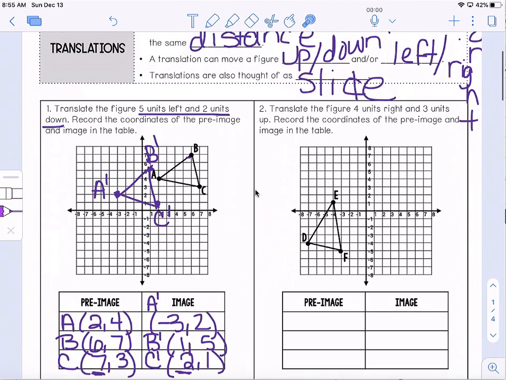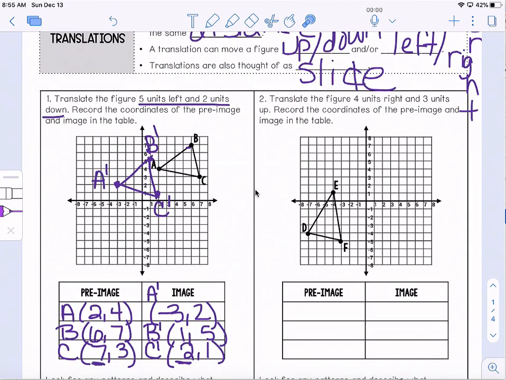Okay, let's look at the next one. Translate the figure 5 units right and 3 units up. We're going to record the pre-image. Here's our pre-image triangle. Point E is at -4, 1. F is at -3, -5. I went out of order, I should have gone D, E, F, but that's okay. D is at -7, -4.